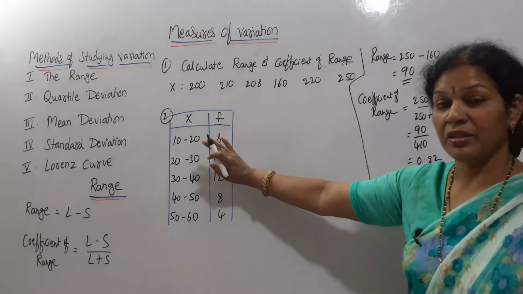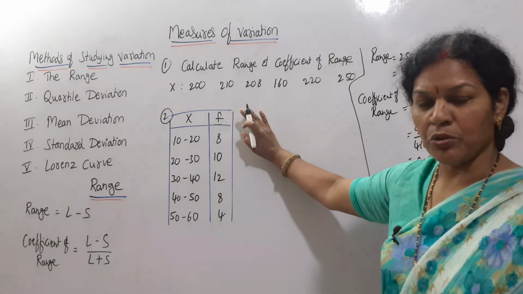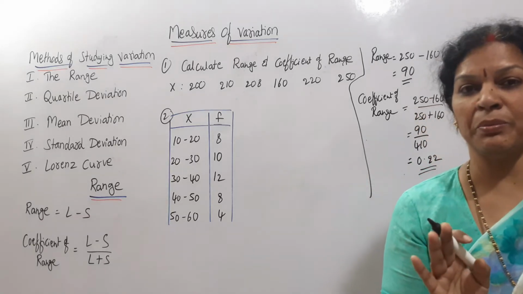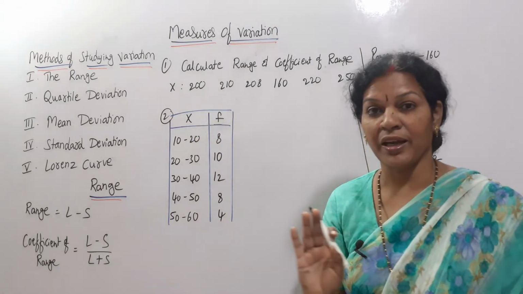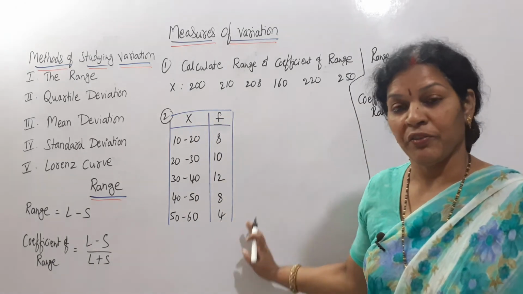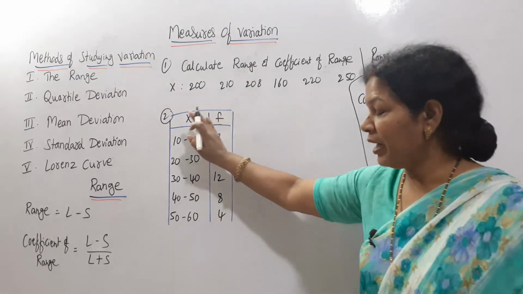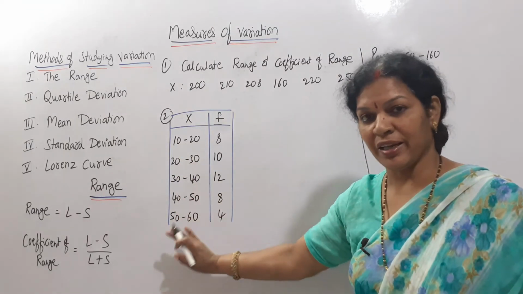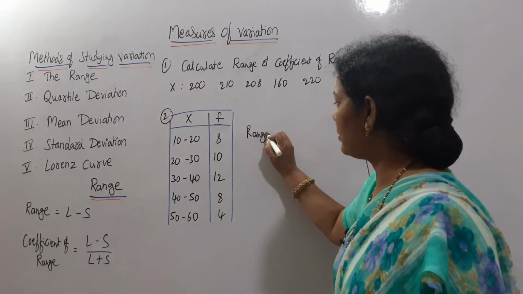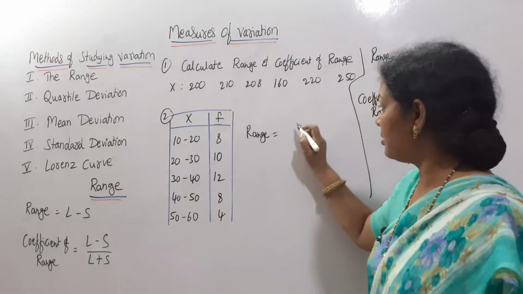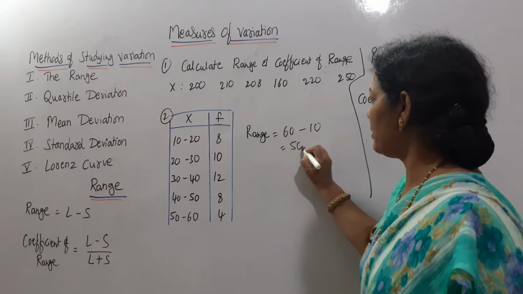In the same way, this continuous series we'll see. Second problem: calculate range and coefficient of range for a continuous series. Always remember, the highest value, large value and small value, we have to see from the class interval, not from the frequency. Frequency shows how many times it has occurred. That is why we have to take the large value and small value from the class interval. Now range is equal to large value, here 60, minus small value, 10. It means 50 is the range.